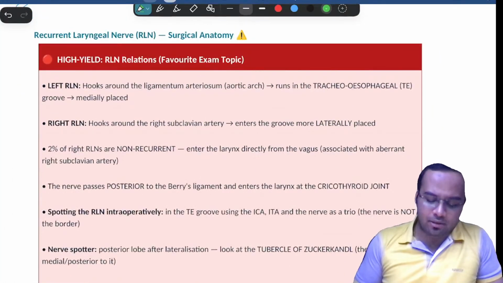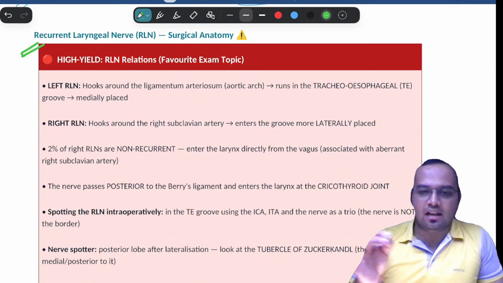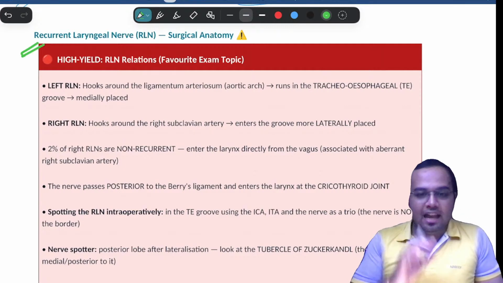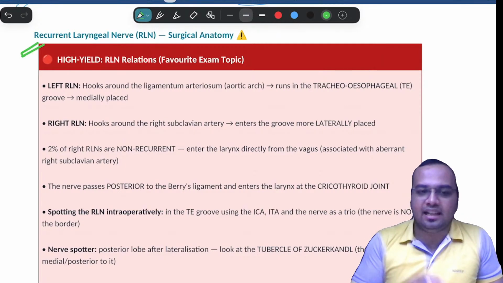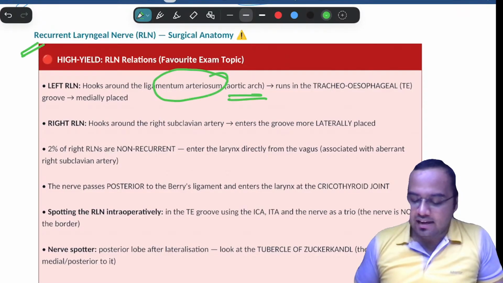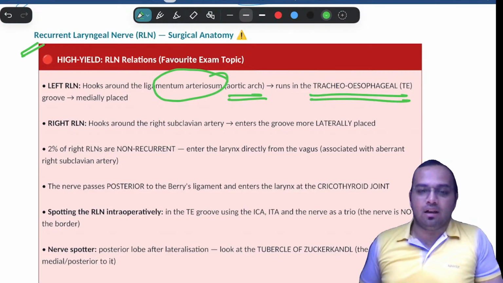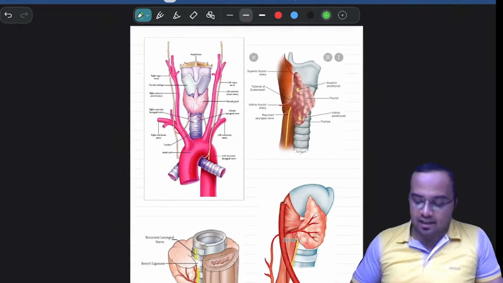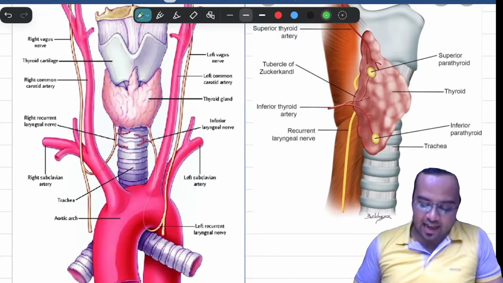So the nerve is very important: left recurrent laryngeal nerve and right recurrent laryngeal nerve. Which is longer, left or right? Obviously the left hooks around the ligamentum arteriosum and the aortic arch, and it runs in the tracheo-oesophageal groove.